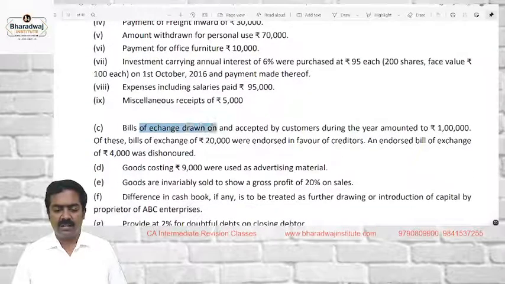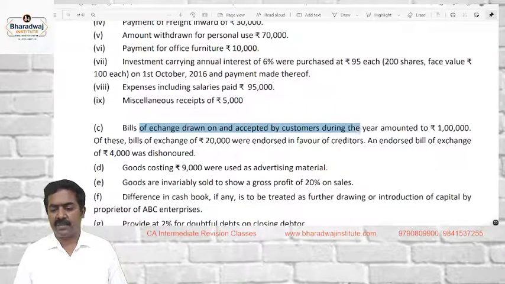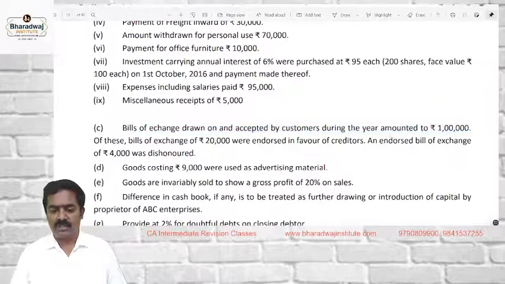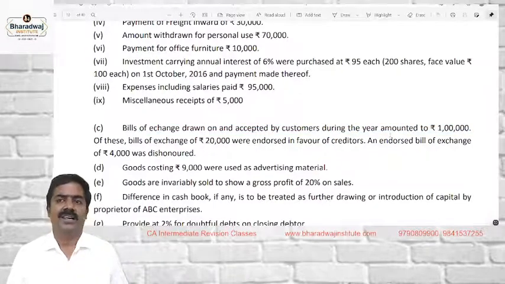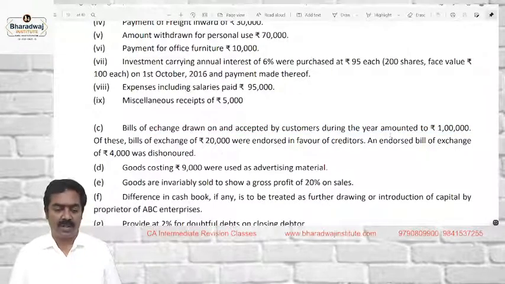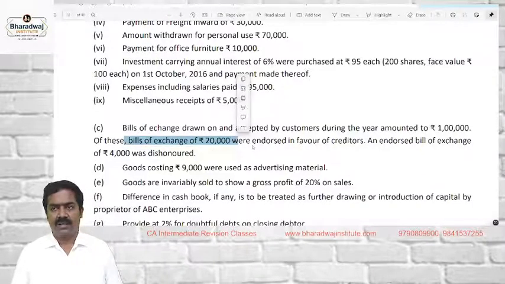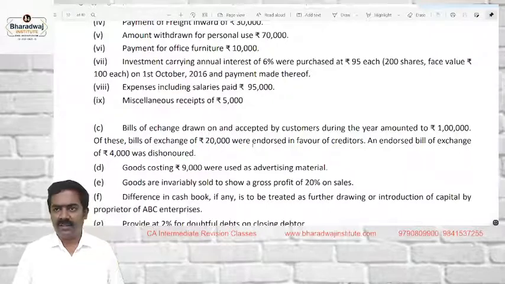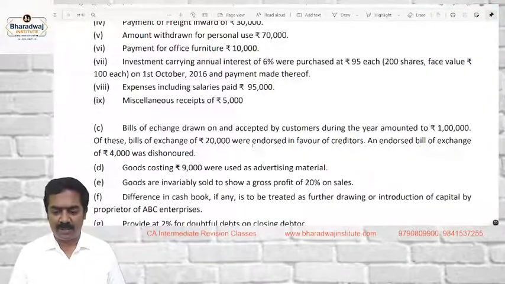Then bills of exchange drawn and accepted by customers during the year, how much? 1 lakh, which means what is the entry? Debtors account debtor to bills receivable 1 lakh. Out of this, 20,000 was endorsed to what? Creditors. Creditors account debtor to bills receivable account.